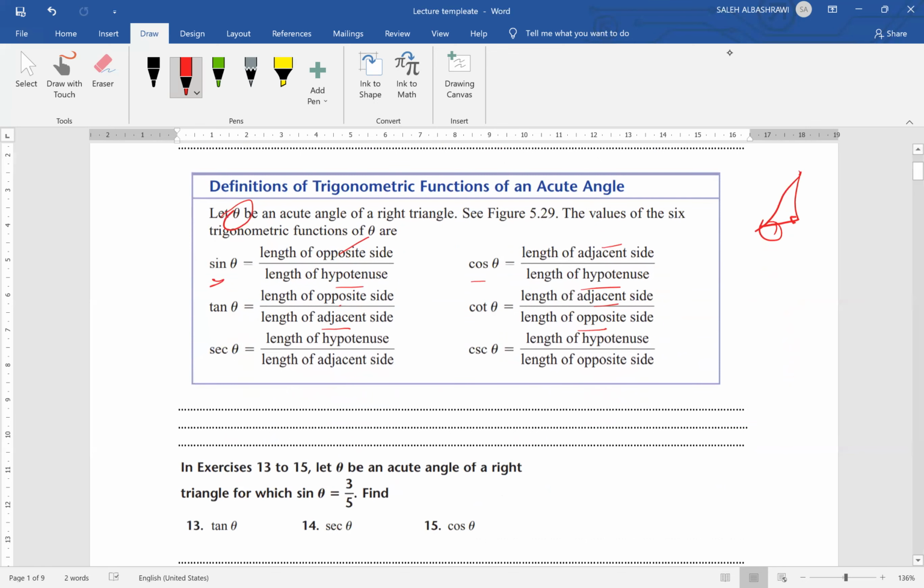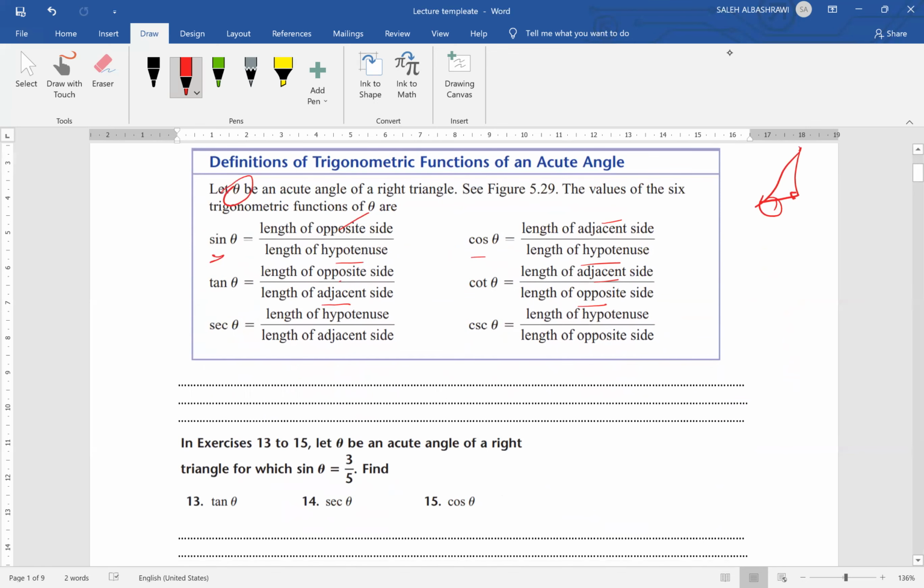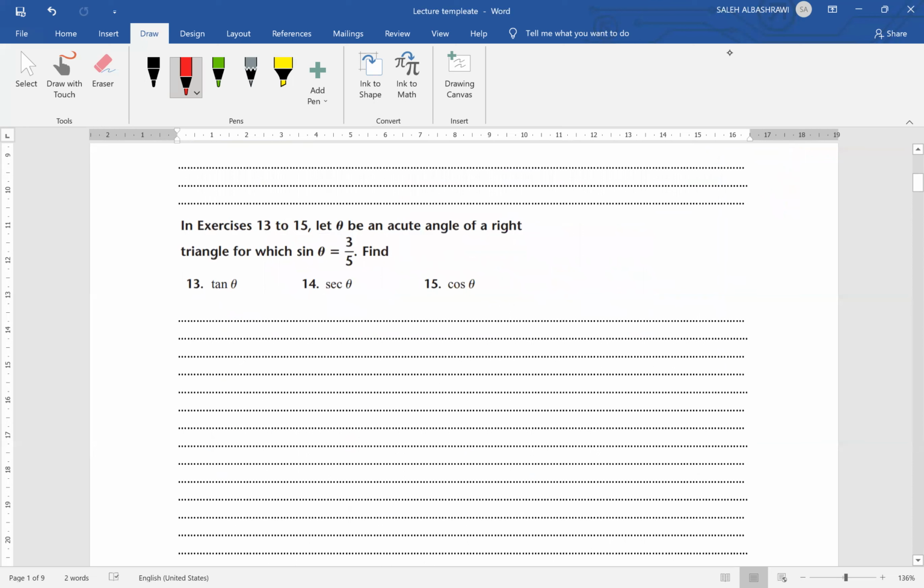Like this example. Let theta be an acute angle of a right triangle for which sine theta is equal to 3/5, and we need to find tangent theta, secant theta, and cosine theta. So what we are given is only sine theta, which is equal to 3/5, and we need to find the remaining 3 functions given in this exercise.